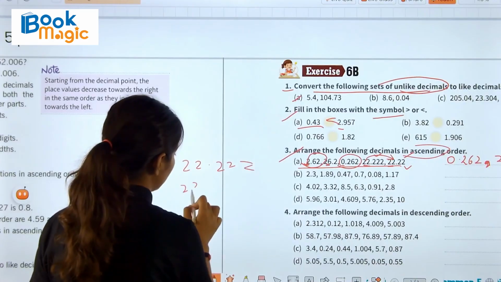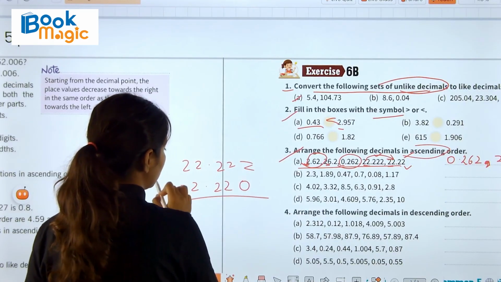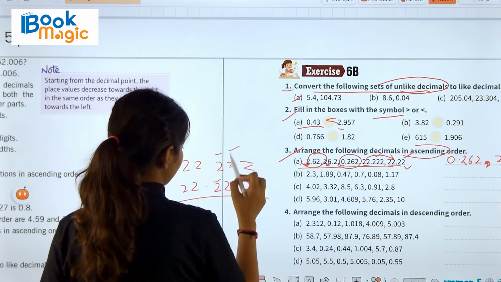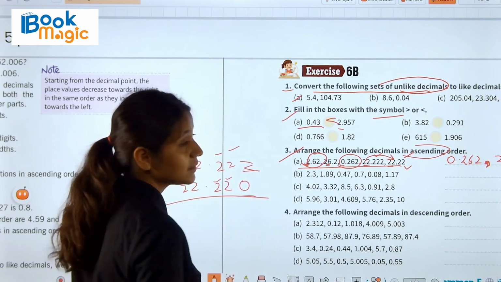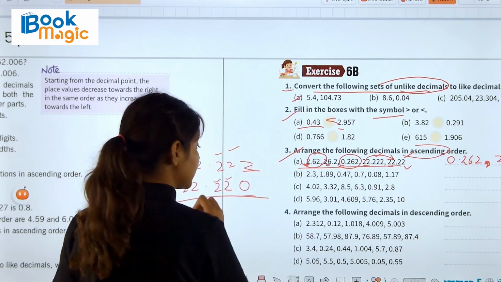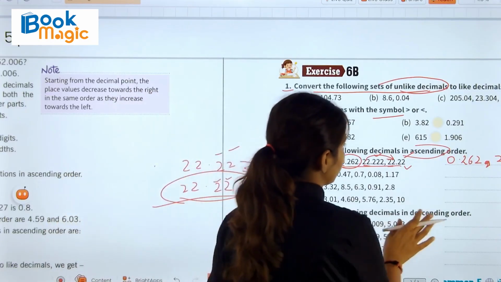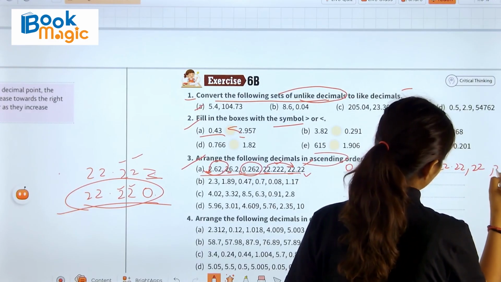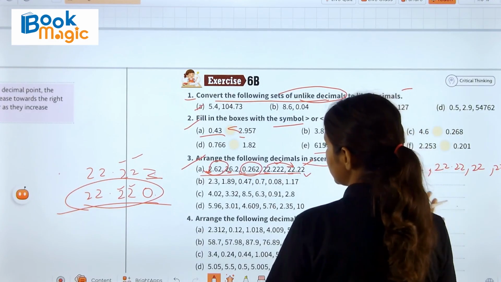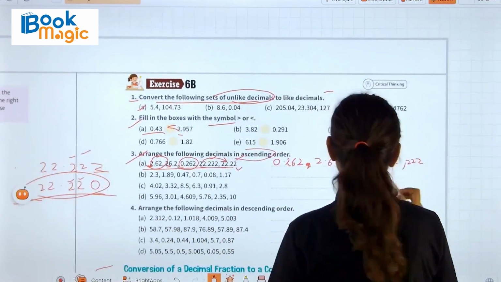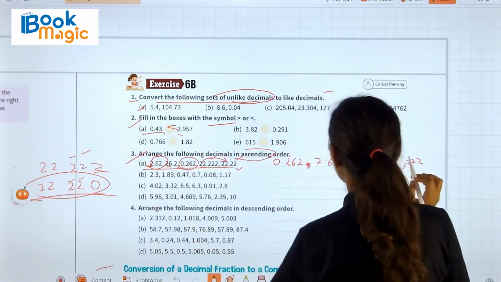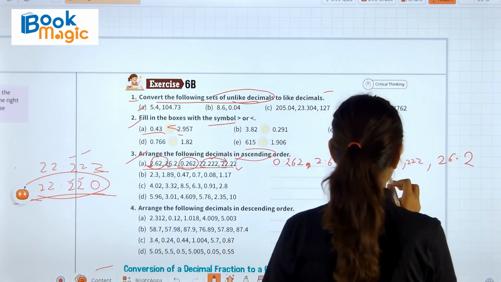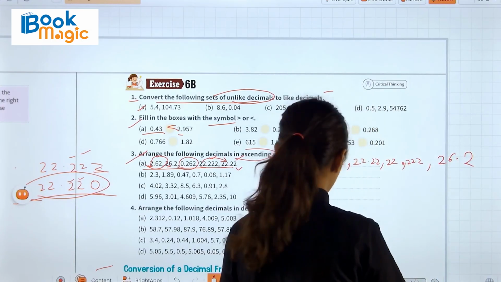22.222 and 22.22. So make here a 0 to make them like decimals. Now we can see that it is having 2, 2, 2, 2 and here it is 2, here it is 0. So this is smaller than this. So that means this one is smaller. So we will write here 22.22. After that we will write 22.222. Then we will write 26.2. Sorry, it's 26.2.